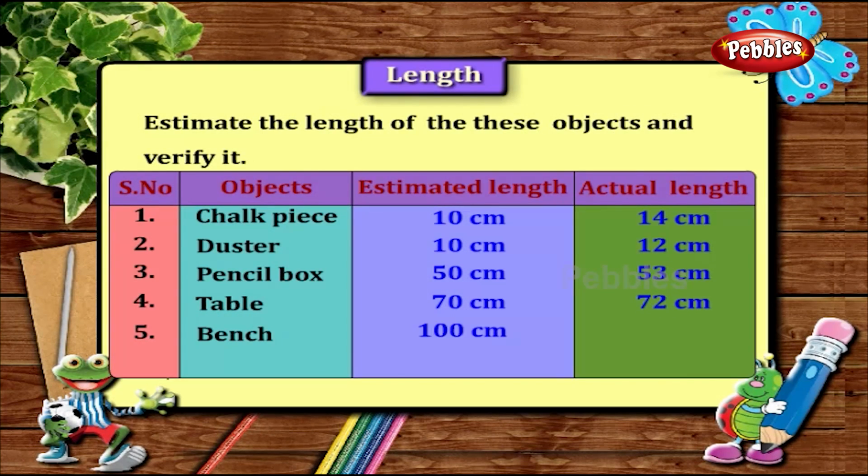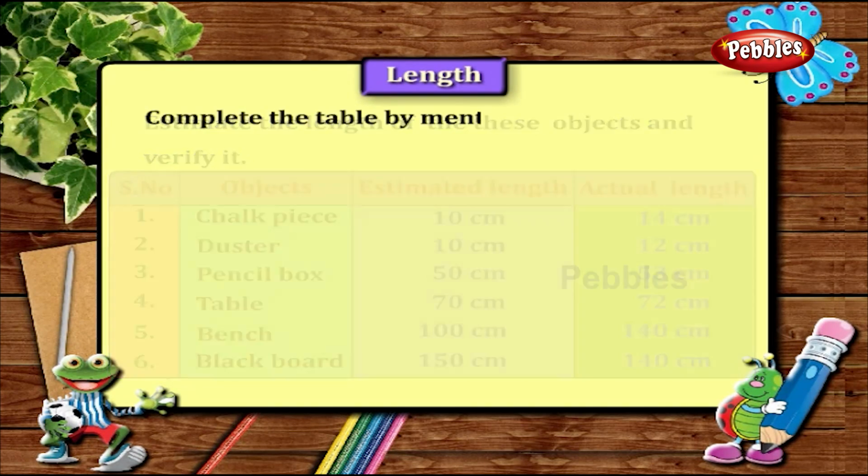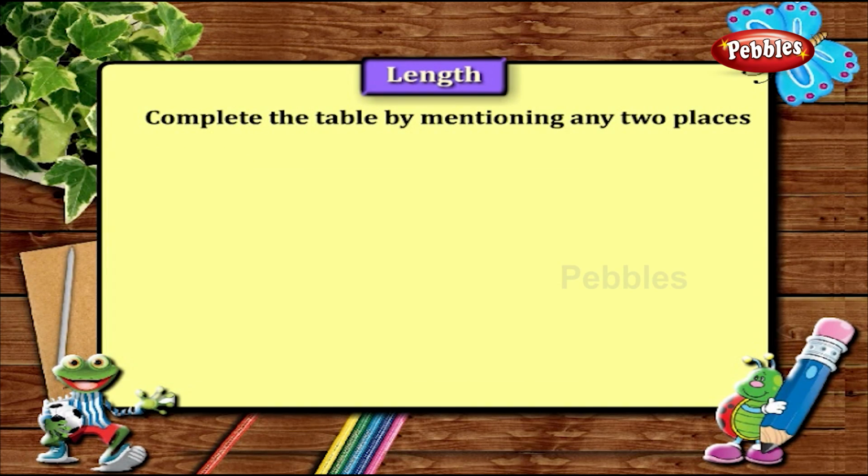Bench. Estimated length 100 centimeters. Actual length 140 centimeters. Blackboard. Estimated length 150 centimeters. Actual length 140 centimeters.